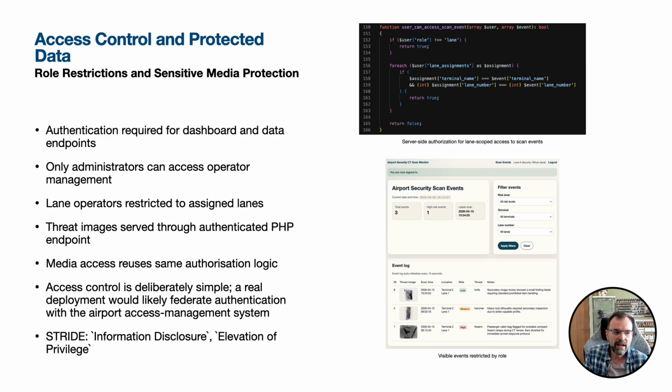Next major control area is authorization. The application requires authentication before users can access the dashboard or the JSON data endpoint. Administrative functions are protected separately, so only admins can manage operator accounts. Threat images are also protected quite carefully. They're not public static files and are authenticated through a PHP endpoint. So in STRIDE terms, that addresses the issues regarding information disclosure and elevation of privilege.